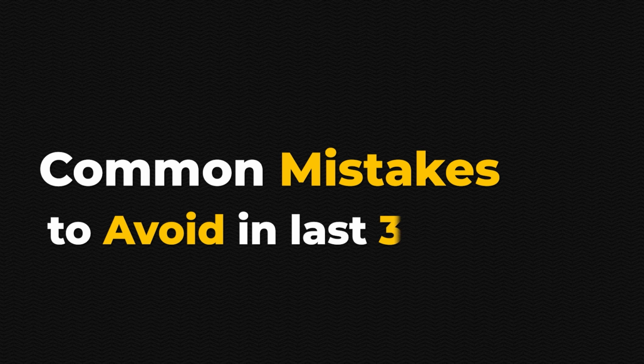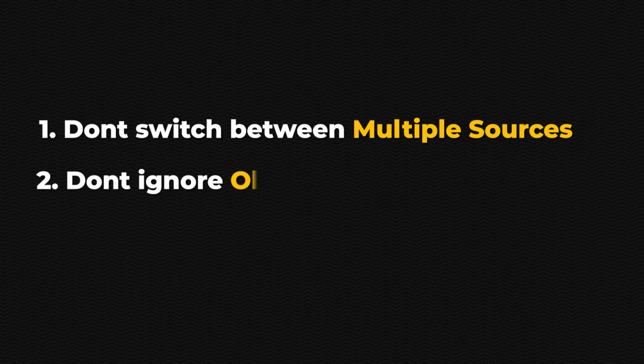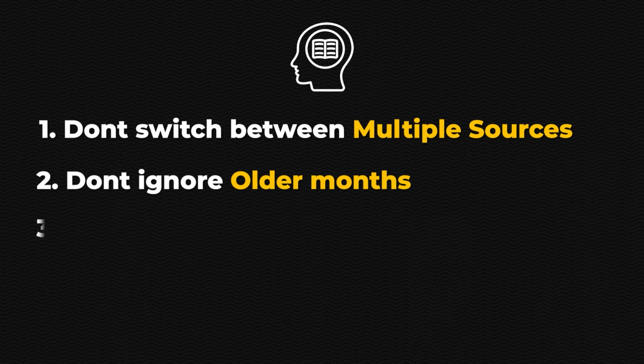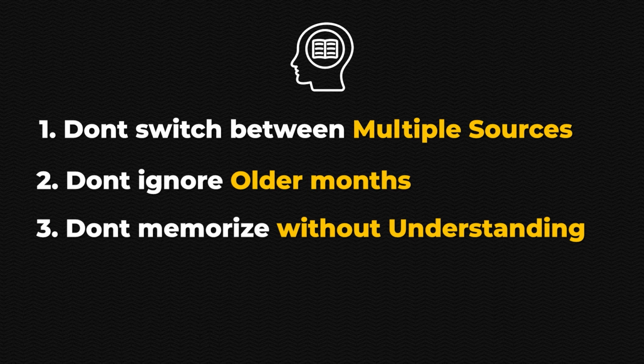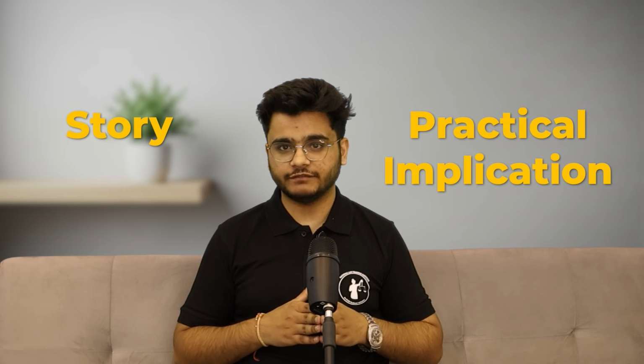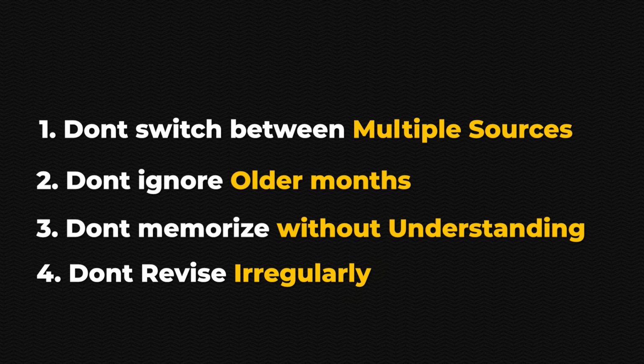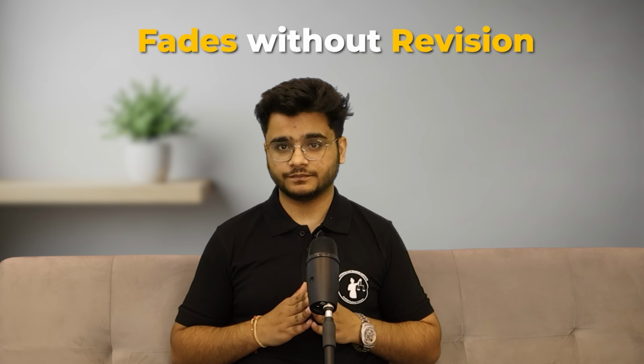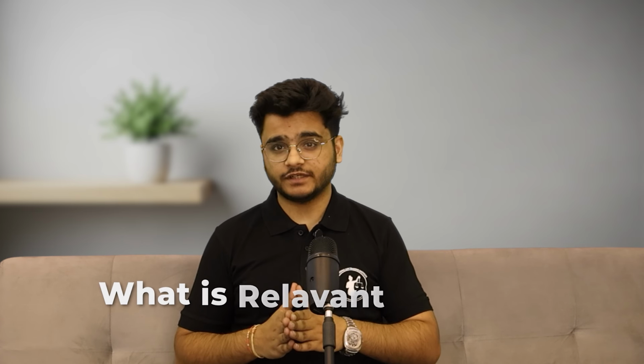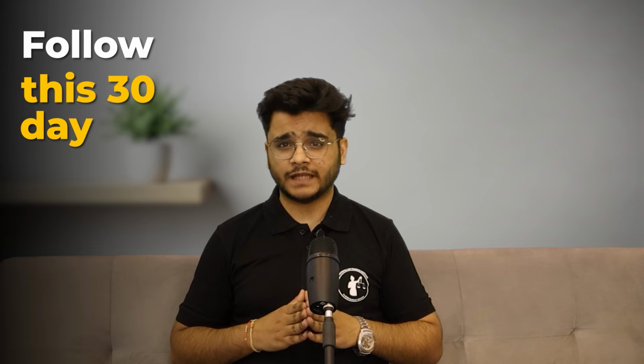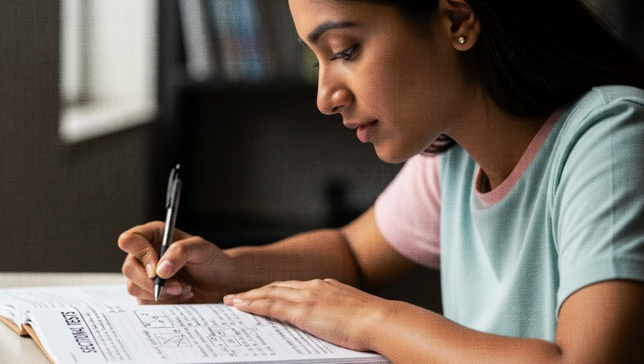So what are the most common mistakes that you need to avoid in these last 30-40 days? Don't switch between multiple sources. Don't ignore older months while chasing new ones. Don't memorize without understanding the story and the practical implication of the event. And don't revise irregularly because GK fades without revision. So to conclude this, you don't need to know everything. You just need to know and revise what is relevant for your exam. Follow this 30-day plan, keep one clean source, and keep testing yourself through your sectional tests.